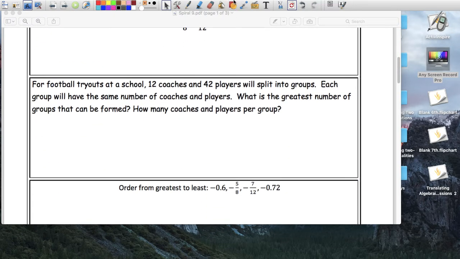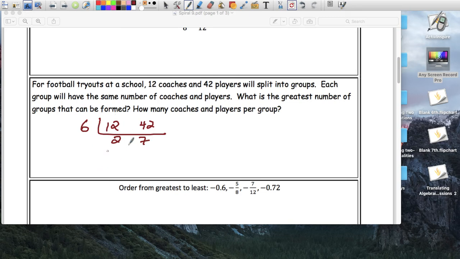For football tryout, there are 12 coaches and 42 players, split into groups. Each group will have the same number of coaches and players. What is the greatest number of groups or teams that can be formed? How many coaches and players per group? This is a GCF problem. Here's 12, 42, right? Let's see what number works. 6 seems to work. It goes into 12 2 times and into 42 7 times.